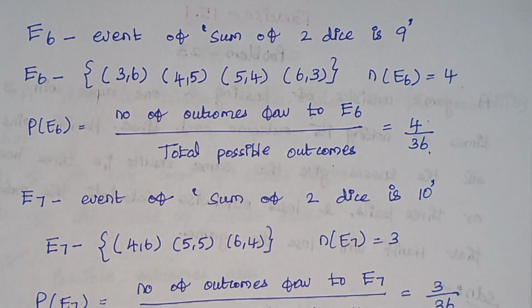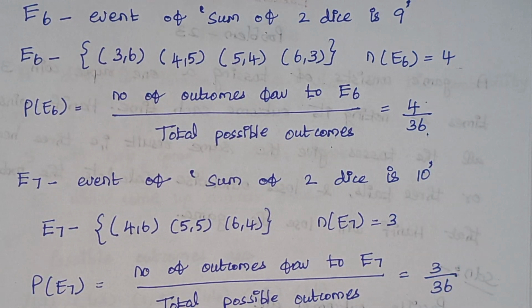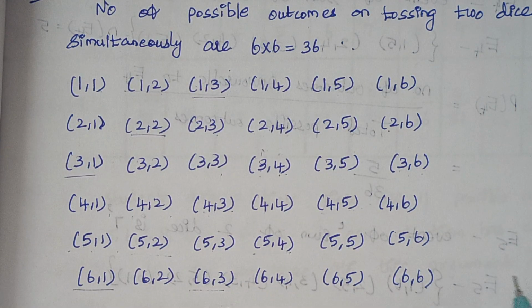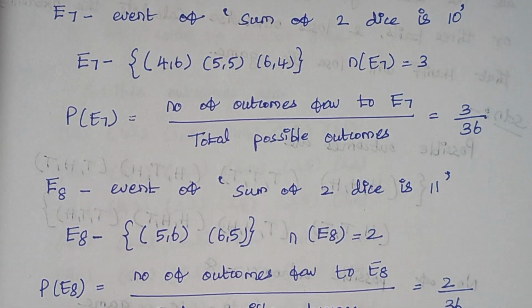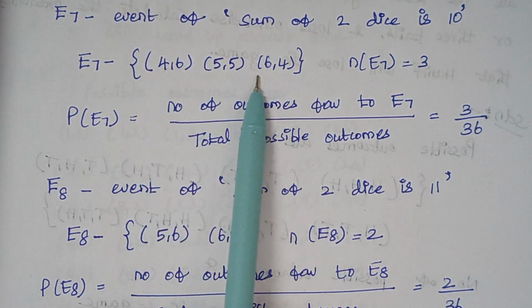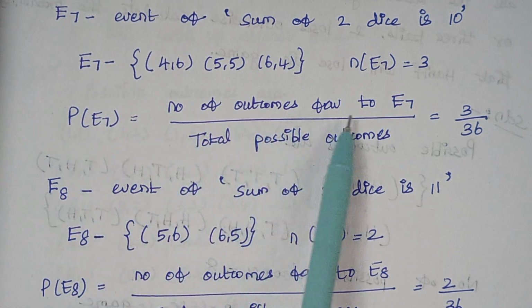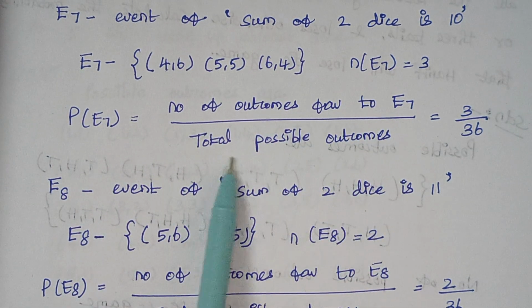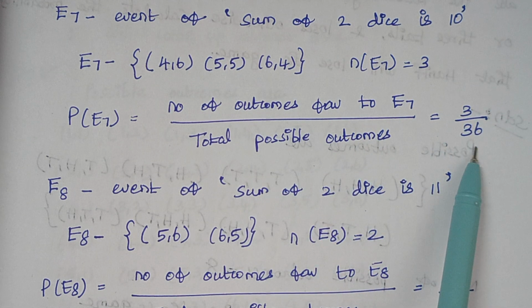Now the next thing is the event where sum of two dice is 10. So again when you look back, you see 4 comma 6, 5 comma 5 and 6 comma 4. So totally 3 possible outcomes, and these are the favorable outcomes. So probability is number of outcomes favorable to E7 divided by total possible outcomes. So here it is 3 by 36.